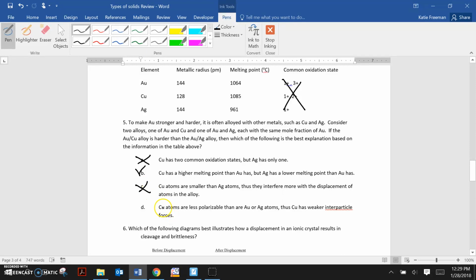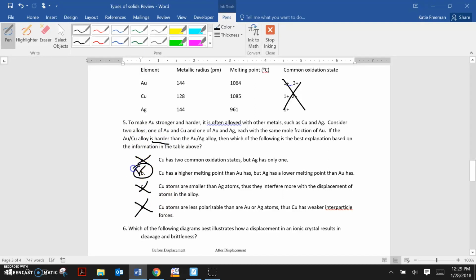And then copper atoms are less polarizable than gold or silver atoms. Thus, copper has weaker interparticle forces. Or intermolecular forces is where they're going there. Again, that could be a reasoning in the fact that it is less polarizable if it has less electrons, which copper technically does. But here's the problem with this. Copper has weaker forces, would not be making it harder. That would actually be making it weaker, so we can rule that out as well.